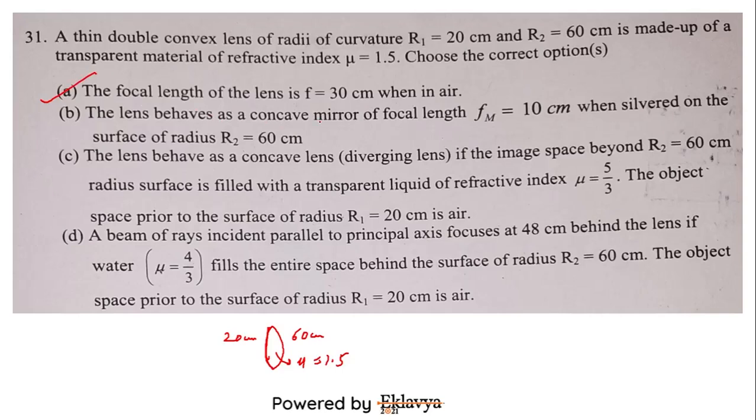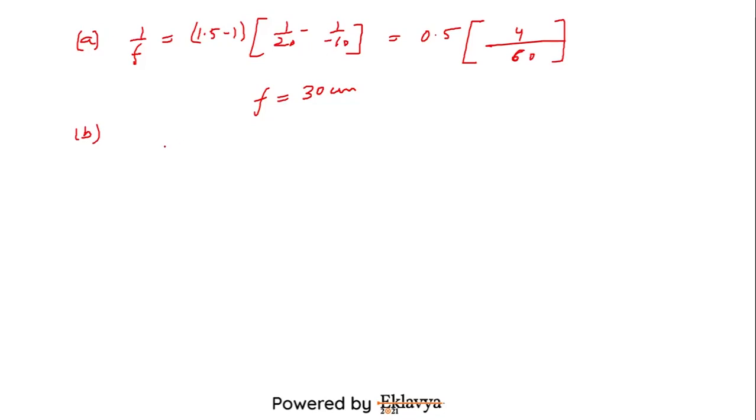Now, the lens behaves as a concave mirror of focal length 10 centimeter when silvered on the surface of radius 60. So let's check option B. If I draw the lens, then this is having a larger radius of, let's say, 60 centimeter. This will have 20 centimeter. If we silver it on this side, then the equivalent focal length can be obtained as 1 upon focal length of mirror minus 2 times 1 upon focal length of lens. So the system is going to behave as an equivalent mirror.